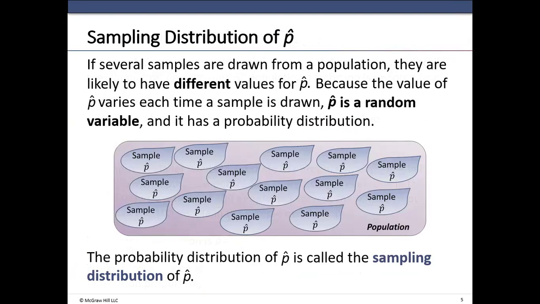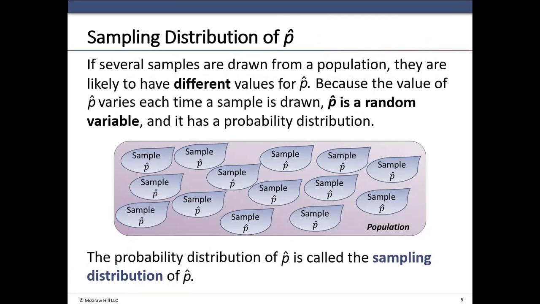If several samples are drawn from a population, they're likely to have different values for P hat. Because the value of P hat varies each time a sample is drawn, P hat is a random variable and it has a probability distribution. As you can see, the rectangle represents the population, and we are drawing different samples of the same size, and they all give us different values of P hat.